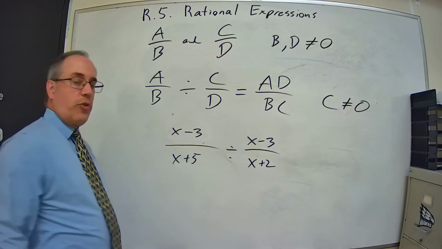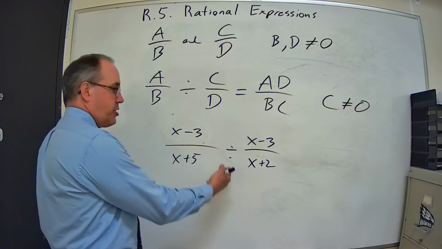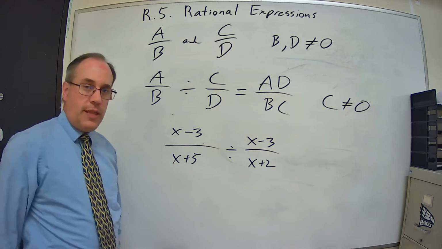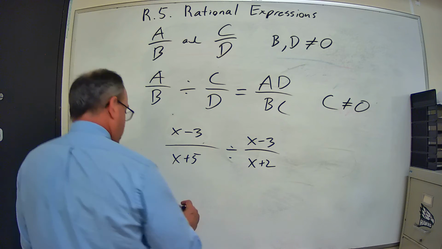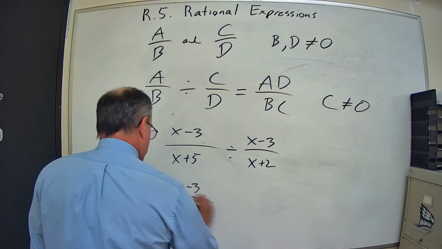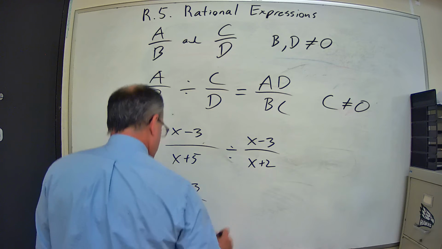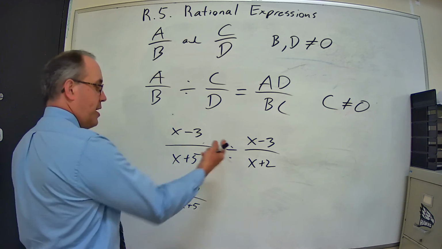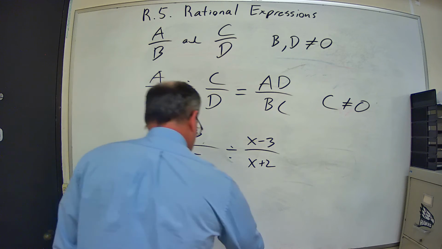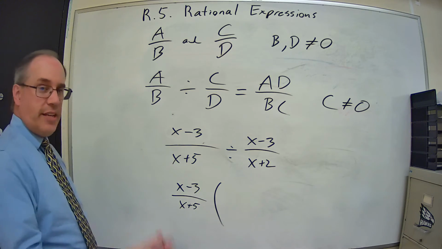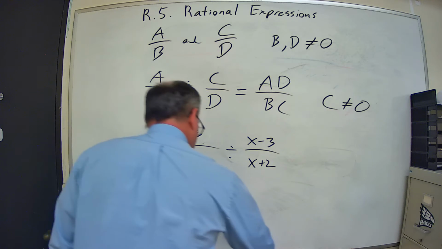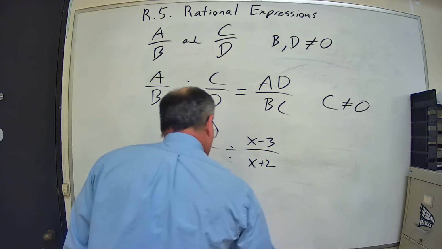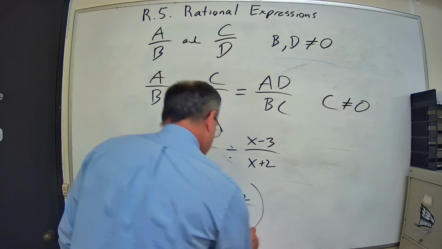But when we do this, we're going to keep it, change it, flip it, and then simplify if we can. So what happens here? Well, we have x minus 3 over x plus 5. That remains the same. We change the division to multiplication. I'll just use a parenthesis. I find it easier when we're dealing with rational expressions. And then we flip it, so we have x plus 2 over x minus 3.